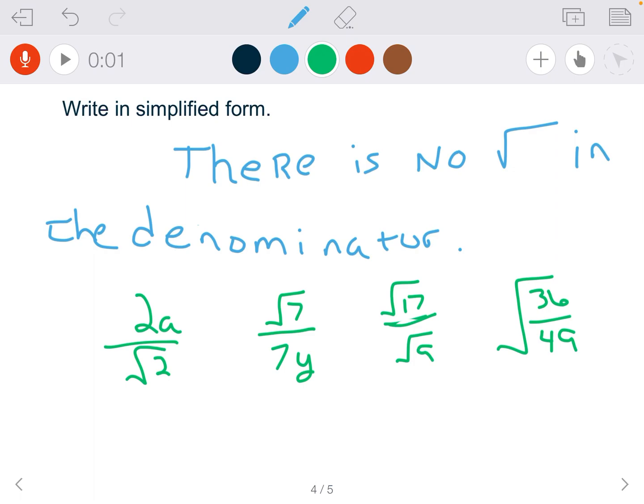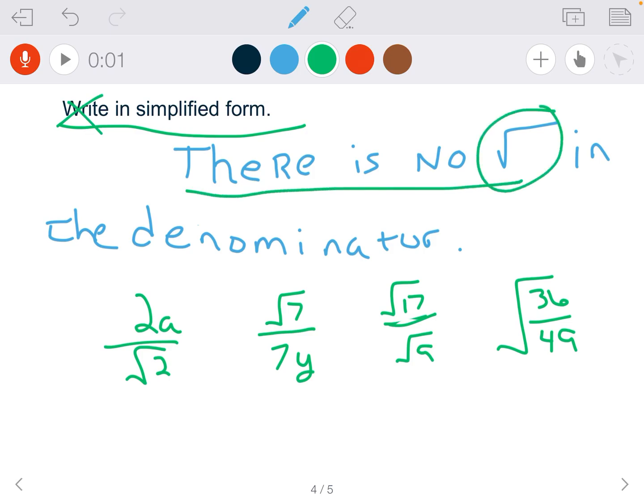Okay, then there's another way of doing it. This is just asking you to identify. You're not really writing it. You're identifying the simplified form. What is in the simplest form? So remember, there's going to be no radical sign in the denominator.